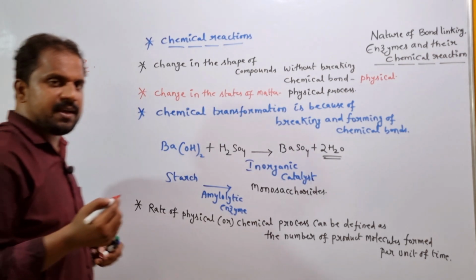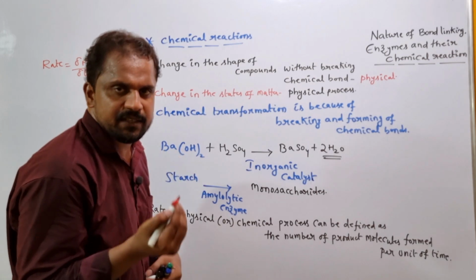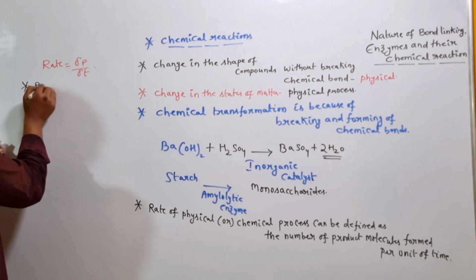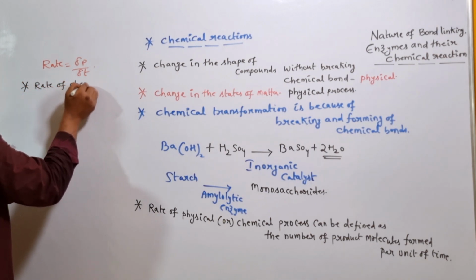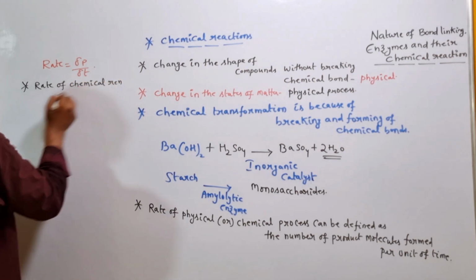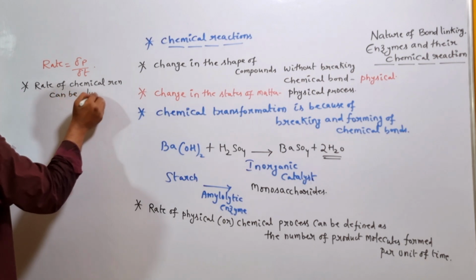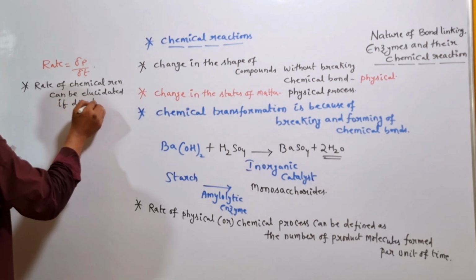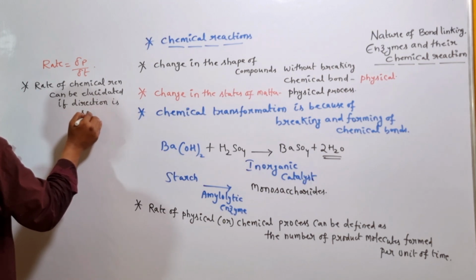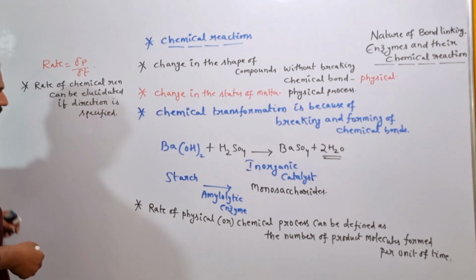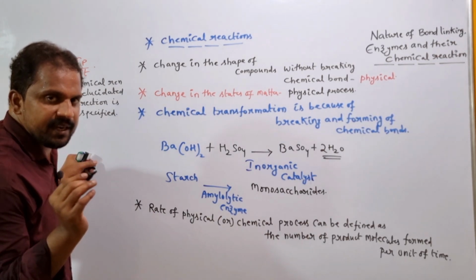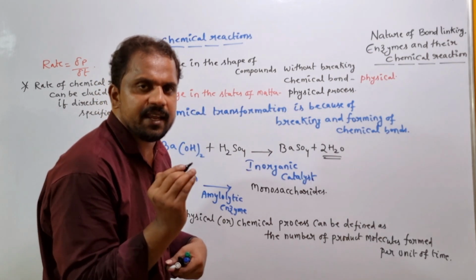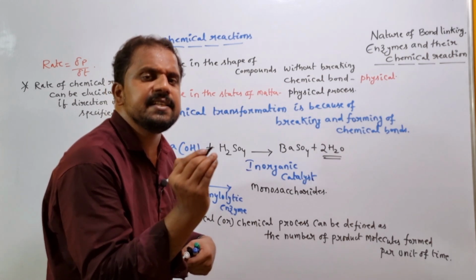The rate of the chemical reaction can be elucidated if the direction is specified. Is it clear? That means enzymes are least concerned about the direction. Enzymes won't bother about direction. Enzymes are responsible for enhancing the rate of the reaction, or enzymes are only responsible for increasing the speed of the reaction.